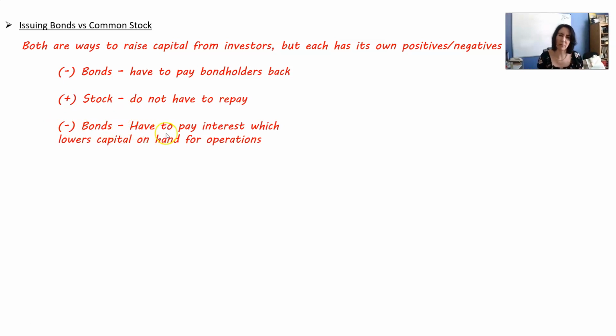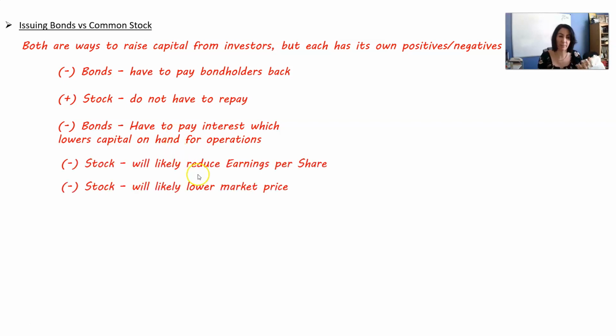With bonds, you have to pay interest, right, which lowers capital so that you don't have money on hand because you are paying interest. You don't have to do that with stock. But issuing stock will likely reduce earnings per share, and we'll talk about earnings per share shortly. And it also potentially lowers market price, because if you're putting a whole bunch more stock out there in the world, what's going to happen? Market price is going to go down, right? Basic economics. You have a lot of stock out there, the price is going to go down. Bonds may still impact earnings per share, but usually not as much.